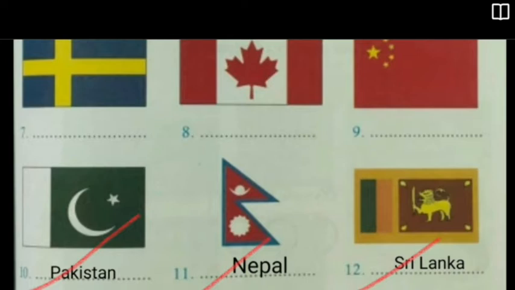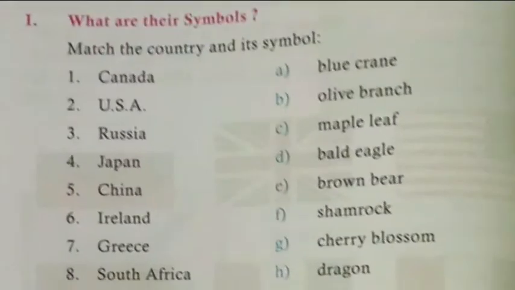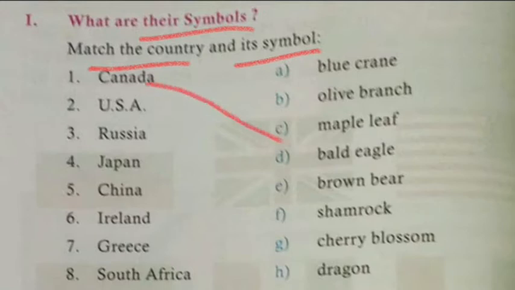I hope you have understood the flags along with their symbols very well. What are their symbols? Now match the country and its symbol. The first one is Canada. Canada matches to maple leaves. This Canada flag has a maple leaf, and the USA flag has a bald eagle. And Russia belongs to the brown bear.